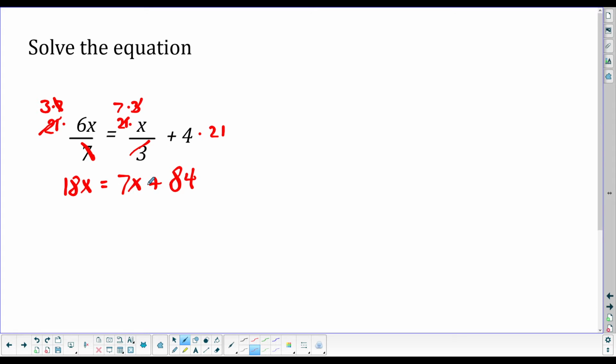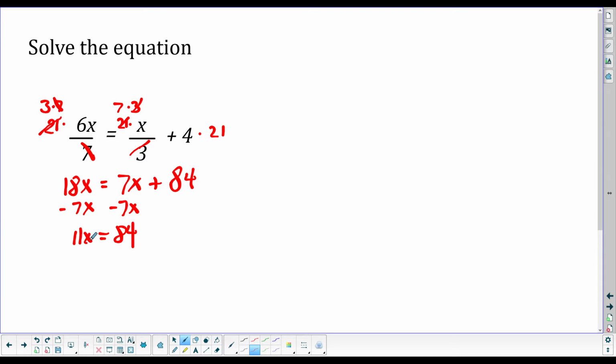I don't have a rational expression anymore, right? I don't have a rational equation anymore. I just have a regular old, this just happens to be a linear equation, and it's pretty simple to solve. So now I just go through my regular problem solving thing. I'm going to subtract 7x from both sides, get the variable terms by themselves. And so I get 11x is equal to 84.